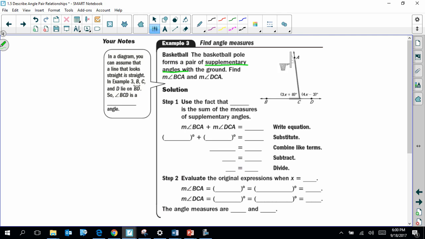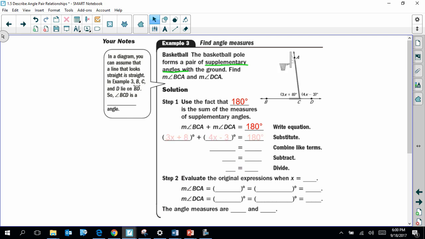Now here they're telling us in the diagram that the basketball pole forms supplementary angles with the ground. Well, that means that the two angles that we see, angle BCA and angle DCA, have to add up to be 180 degrees. So the way I set up my equation is I say BCA plus DCA has to equal 180 because those are the two supplementary angles.